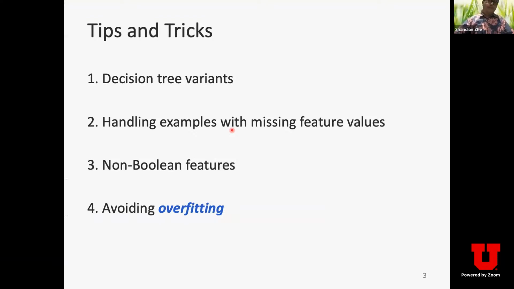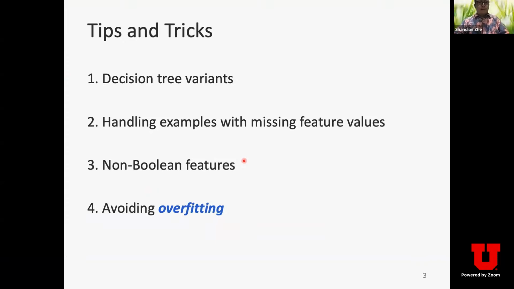Right? The most offensive strategy will break the example with some missing feature into fractional examples and plug them back into the whole data set, then compute information gain and so on. Right? It's a little bit complicated, but it's a very nice strategy. That's our main focus. Right? Then we're going to talk about non-Boolean features.